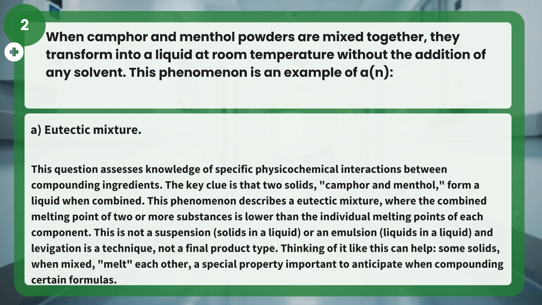Answer: A. Eutectic mixture. This question assesses knowledge of specific physicochemical interactions between compounding ingredients. The key clue is that two solids, camphor and menthol, form a liquid when combined. This phenomenon describes a eutectic mixture, where the combined melting point of two or more substances is lower than the individual melting points of each component.